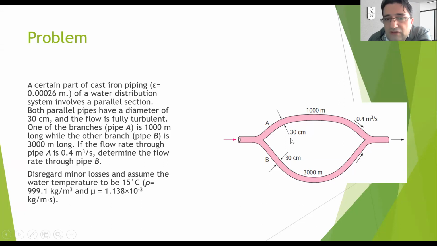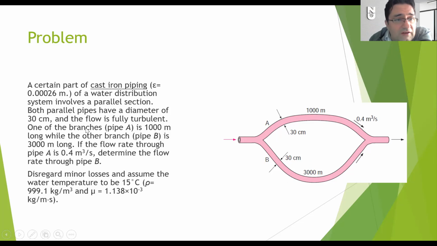It means that if the diameters are the same and the friction factor is the same, you may assume that the same amount of energy loss can be obtained per length if the volumes are the same. However, pipe A is shorter than pipe B, three times shorter. Pipe A is 1,000 meters and pipe B is 3,000 meters. It means that the flows are going to be different in each pipe.